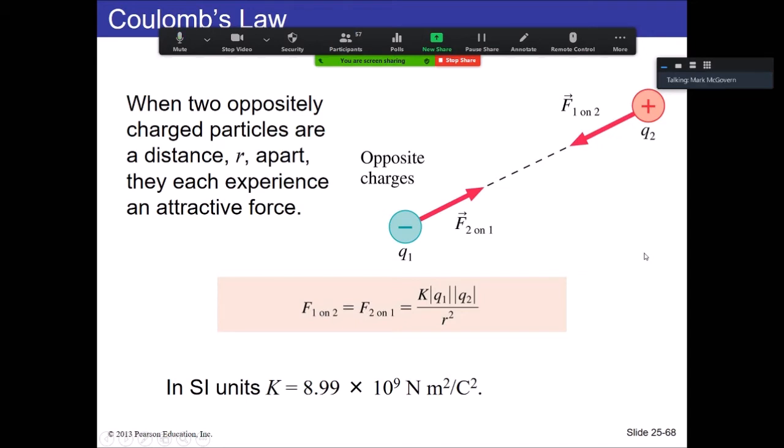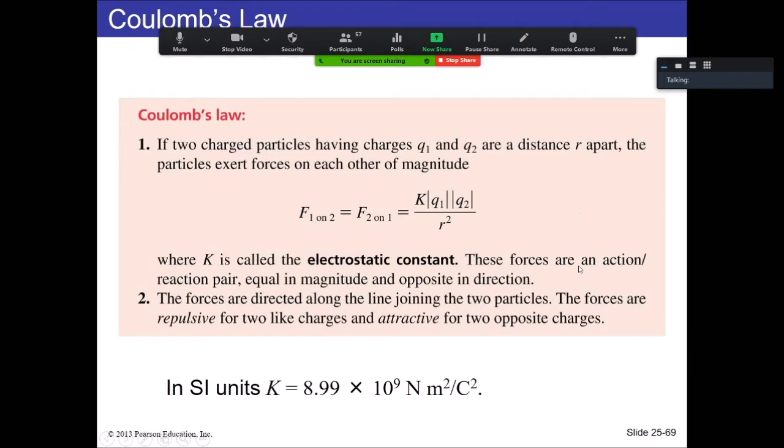The positive and negative charges will experience an attractive force. The magnitude of the force is the same. The direction is simply different. That's it.